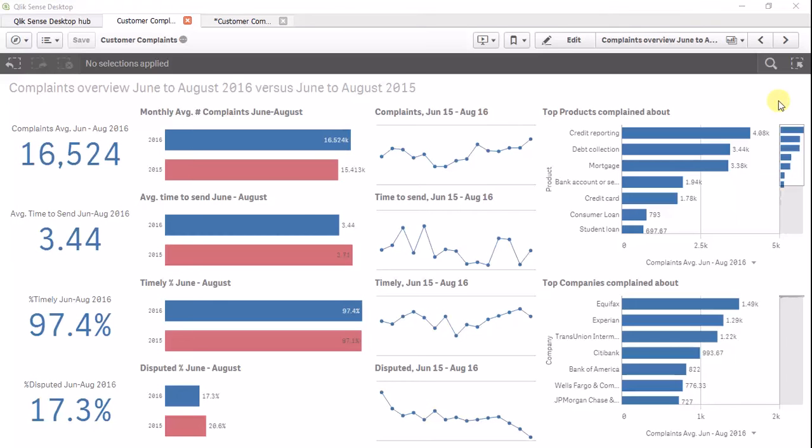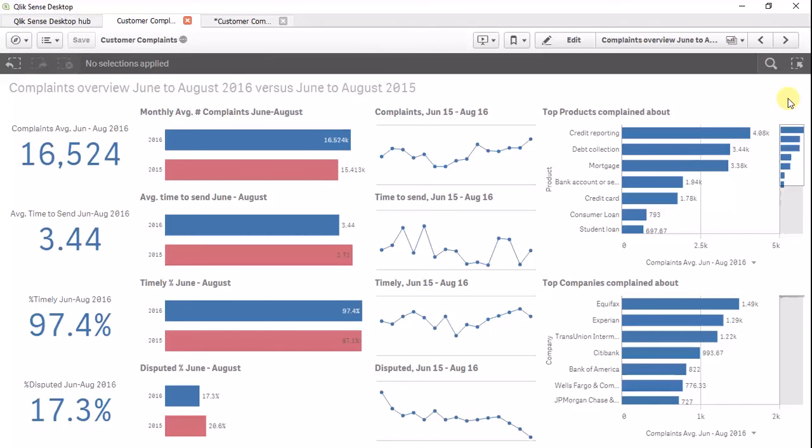Beside those is a spark line showing how that value has changed over the 15 months in question, from June 2015 to August 2016. On the right-hand side are bar charts showing us the top products and the top companies that are being complained about.